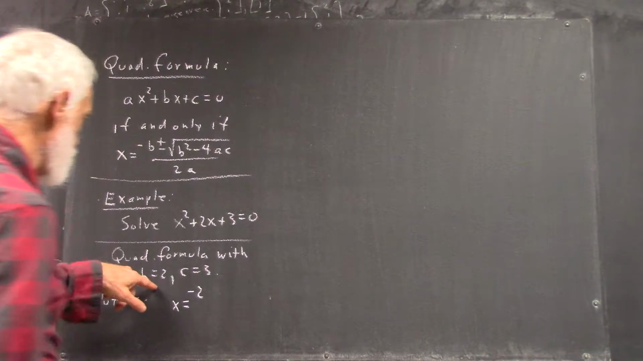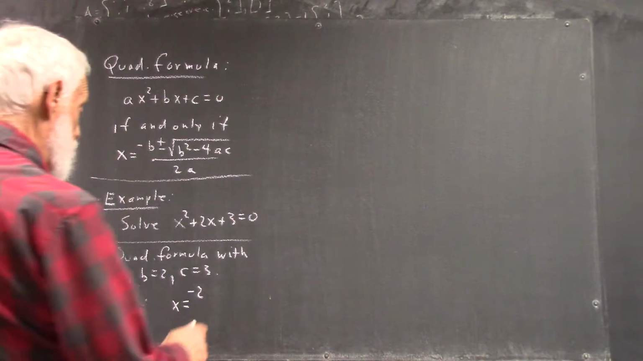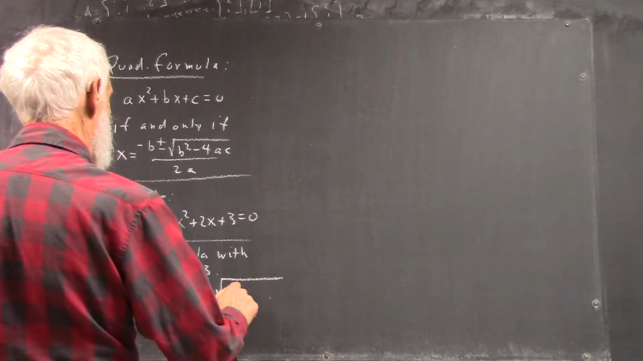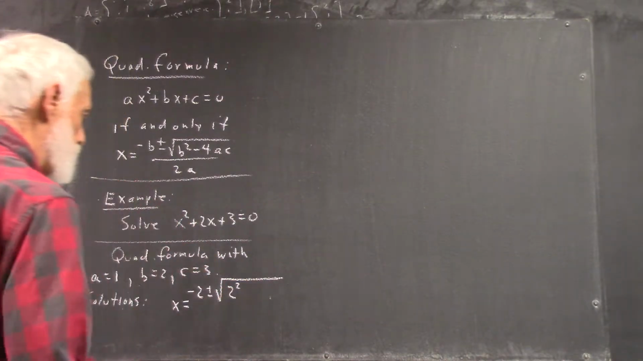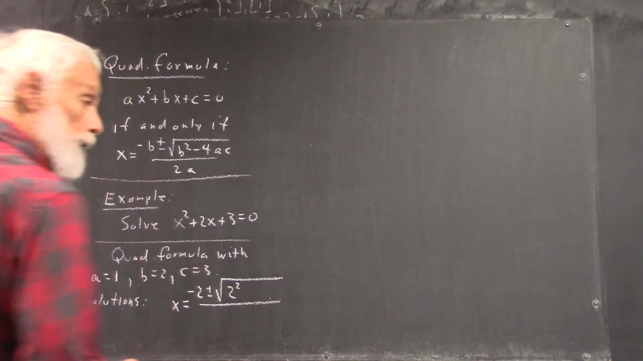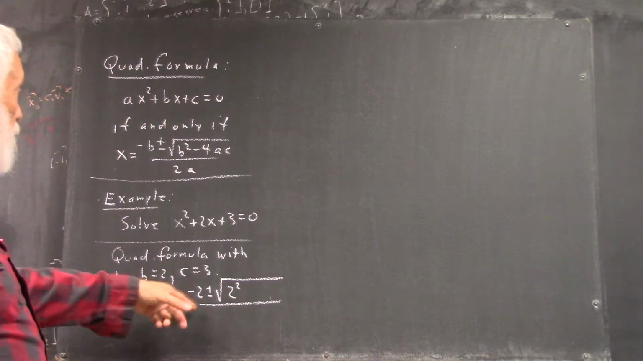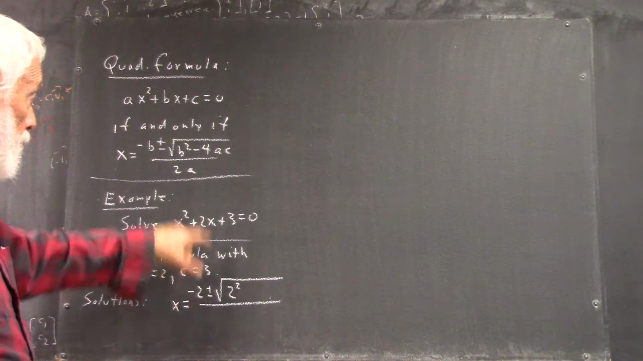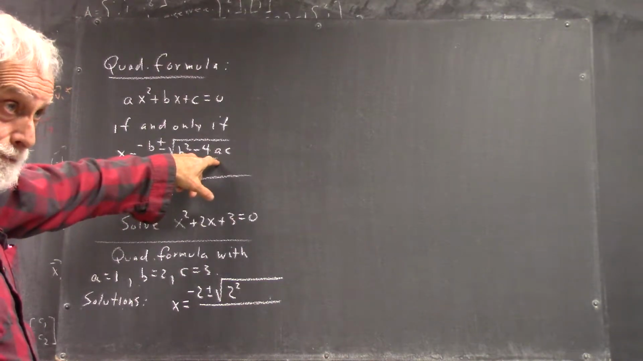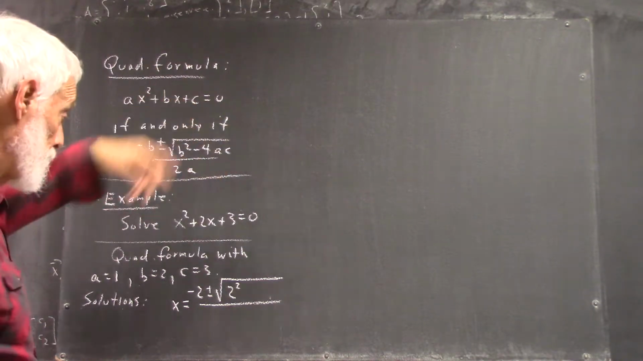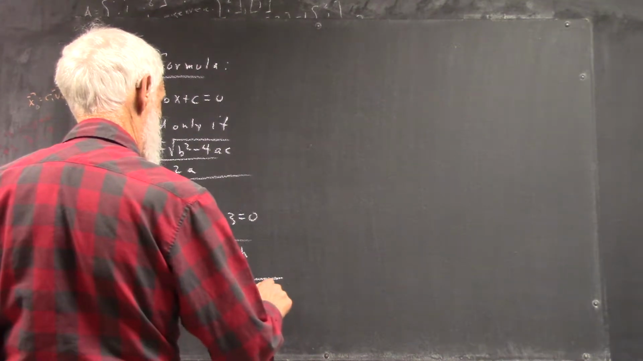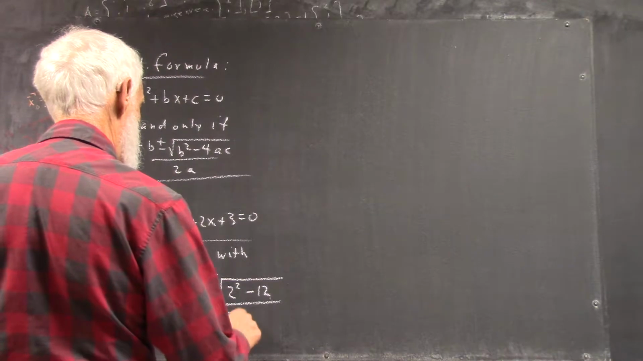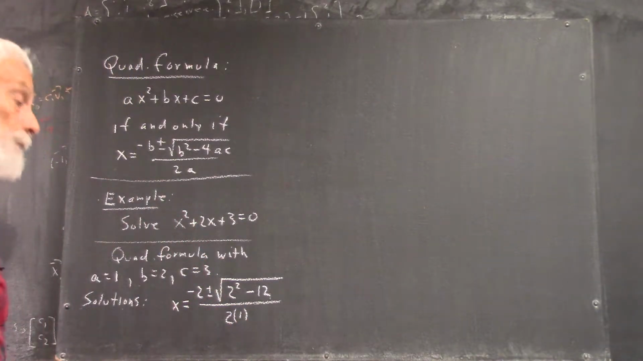Okay. So, plugging 2 in for b, we get a 2 there. We have our plus or minus, we have the square root, and we have 2 squared. And that's the only b's that we have. Well, now we have a and c. A is 1 and c is 3. So 4ac is 4 times 1 times 3, which is 12. And then that's divided by 2 times a, which is 2 times 1.